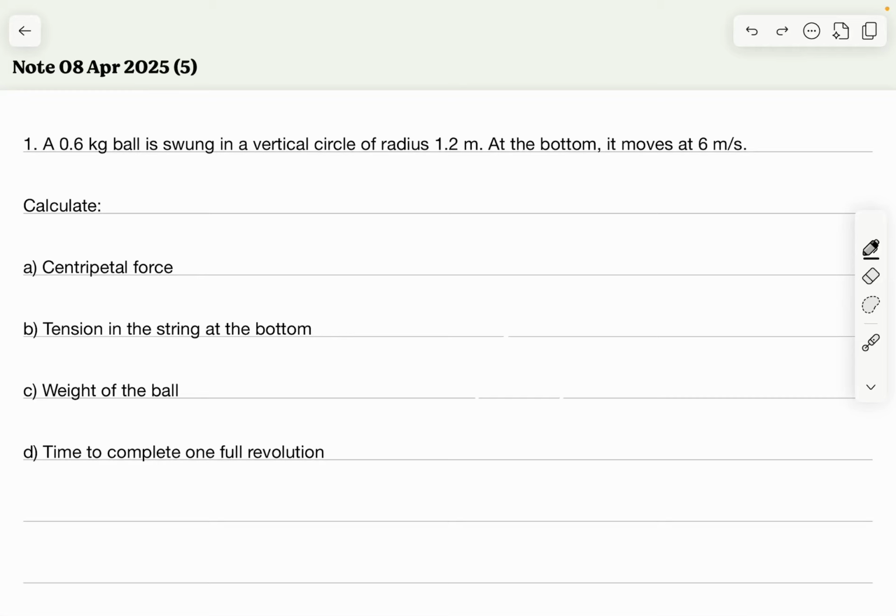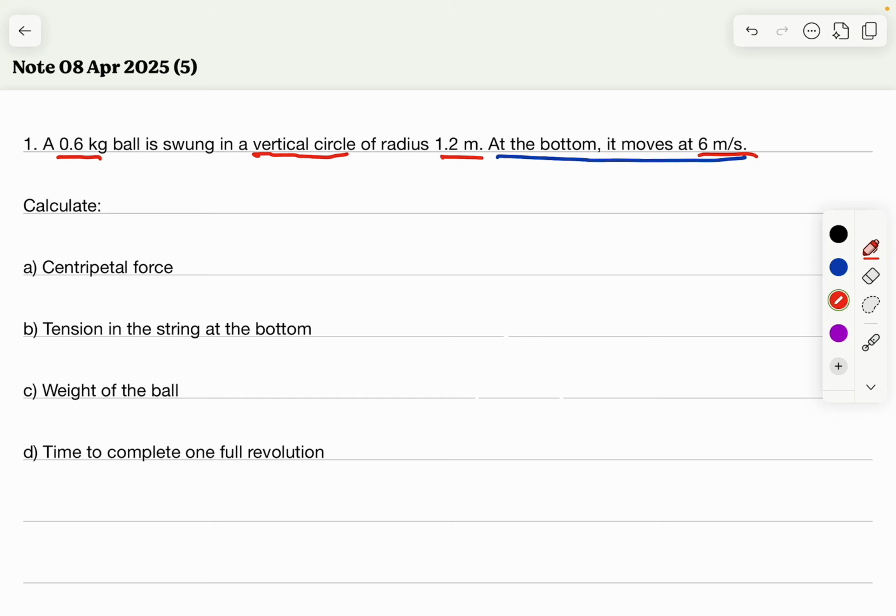And then for now we are going to do practice problems for vertical circular motion, and we also call it a linear circular motion. Let's read the statement. The statement says that a 0.6 kilogram ball is swinging in a vertical circle, key point, vertical circle, of radius 1.2 meters. At the bottom it moves with a speed of 6 meters per second.